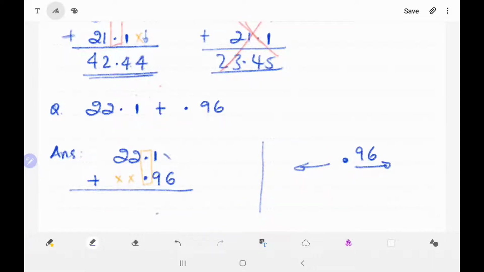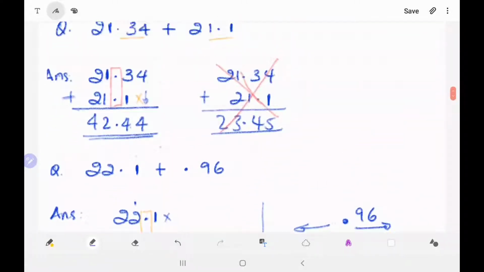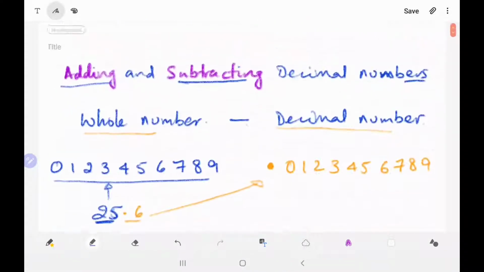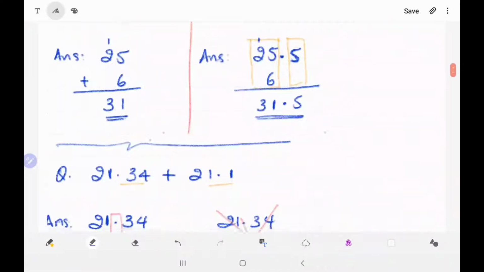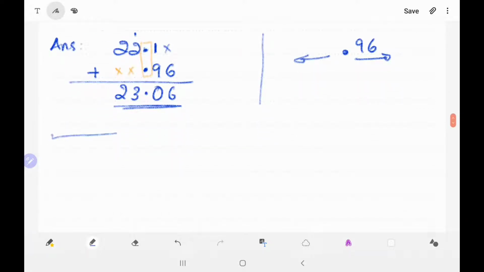Here it's like 0, really, there's nothing, so 6 goes down. 9 plus 1 is 10, so we put 0 and we carry 1 here, and the dot comes down, and then 1 plus 2 is 3 and 2, so the answer will be 23.6. Okay, so you understand how we add decimal points. The key point you need to understand is those two dots have to match. Okay, so that was addition.